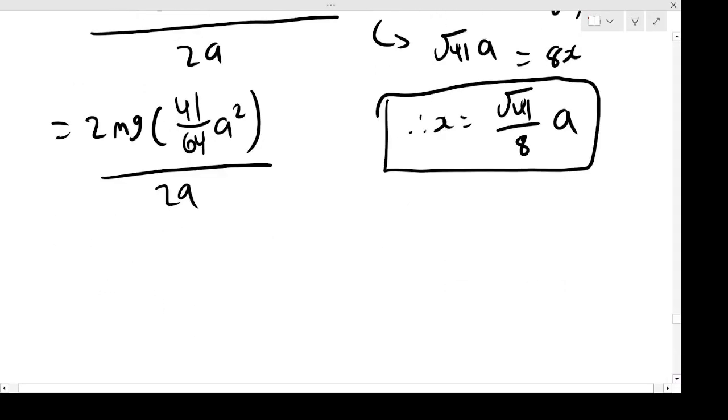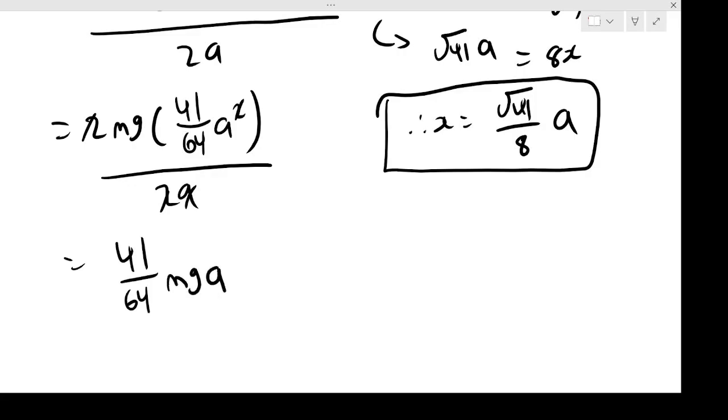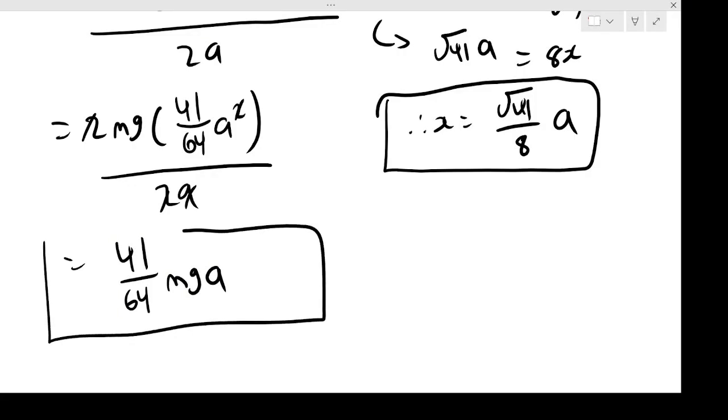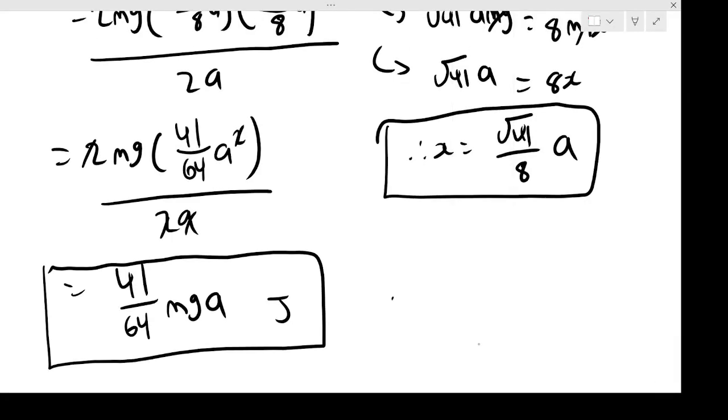Then the 2s will cancel on the top and bottom, as will one A. So A squared divided by A goes to A. So we just get 41 over 64 mgA. And that is my answer. That's my expression for the elastic energy there. Okay, there we are.